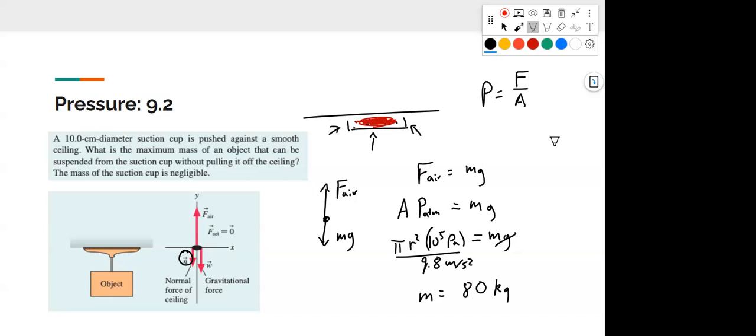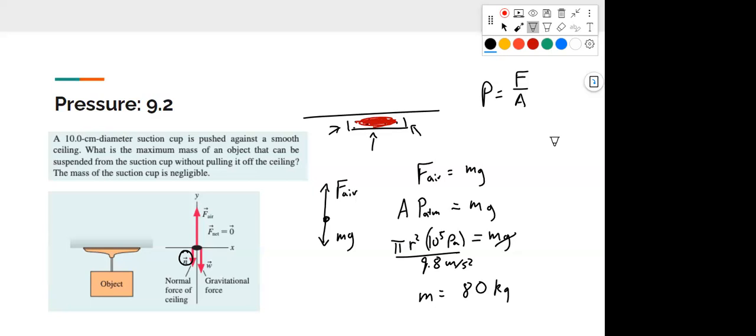Yeah, so you can imagine if I just put the suction cup to the ceiling and there's no mass hanging from it, the suction cup isn't going to move, right? It's going to sit there, but the force of air is pushing it up. So there has to be some force pushing it down that balances in order for it to not accelerate. That's the normal force. So if I don't put a mass on the suction cup, the air will push it up and the normal force from the ceiling will push it down, and that'll cause it to be balanced.